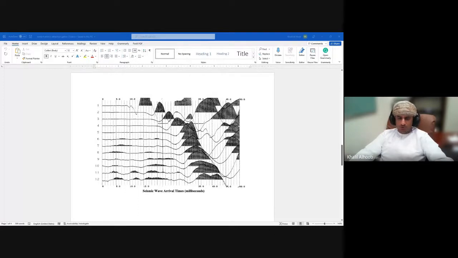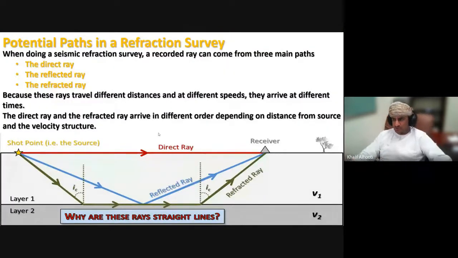So how does it work? How can I find out the necessary parameters? How can I tell the number of layers using this data, what the velocities of these layers are, as well as how thick each layer is? So before we start the lab, let's revise what we studied in the last few slides.